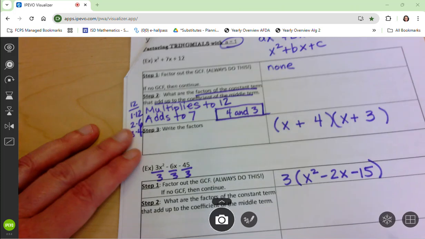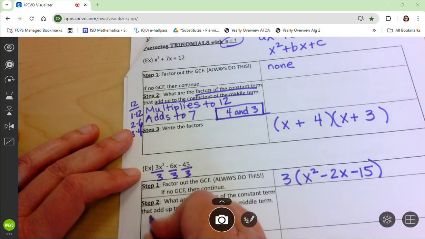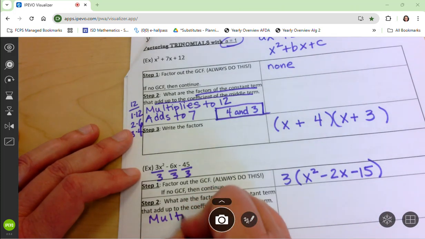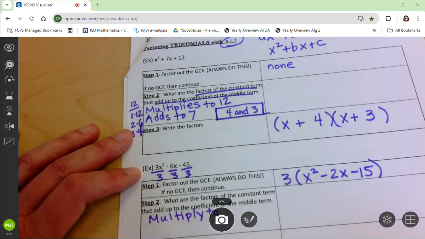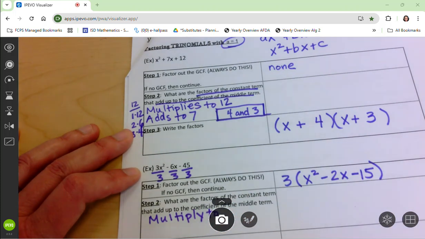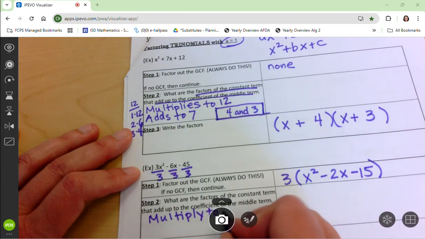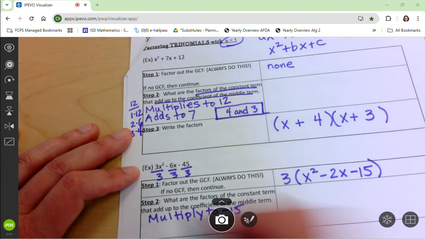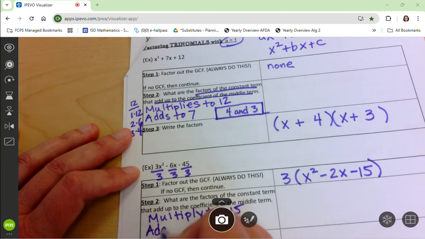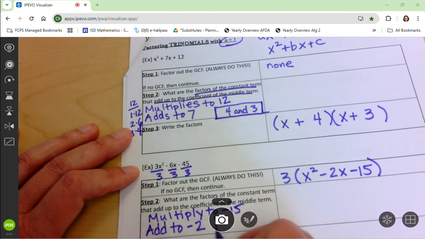Okay, so I need factors that multiply to what number? Multiply to which of these numbers, guys? Negative 15. This one, the constant term. And then add to what number? Yes, add to negative 2. All right, so I'm going to put those numbers here when I find them. I'm going to make a list.